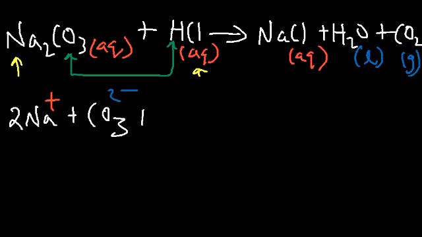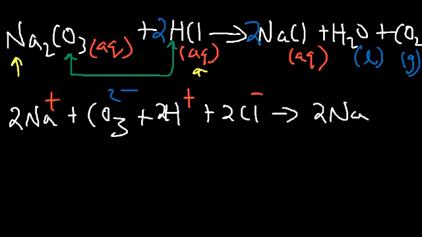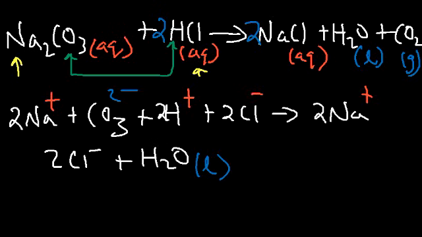HCl, we can separate that into H plus. Well, to balance it, we do need to put a 2 in front of HCl, and we do need a 2 in front of NaCl. So it turns out it wasn't balanced. So we have 2 H plus ions and 2 chloride ions. And this is going to yield 2 Na plus ions, 2 chloride ions. Water is a liquid, so it's going to stay the same. And carbon dioxide is a gas, so that is going to remain the same as well.